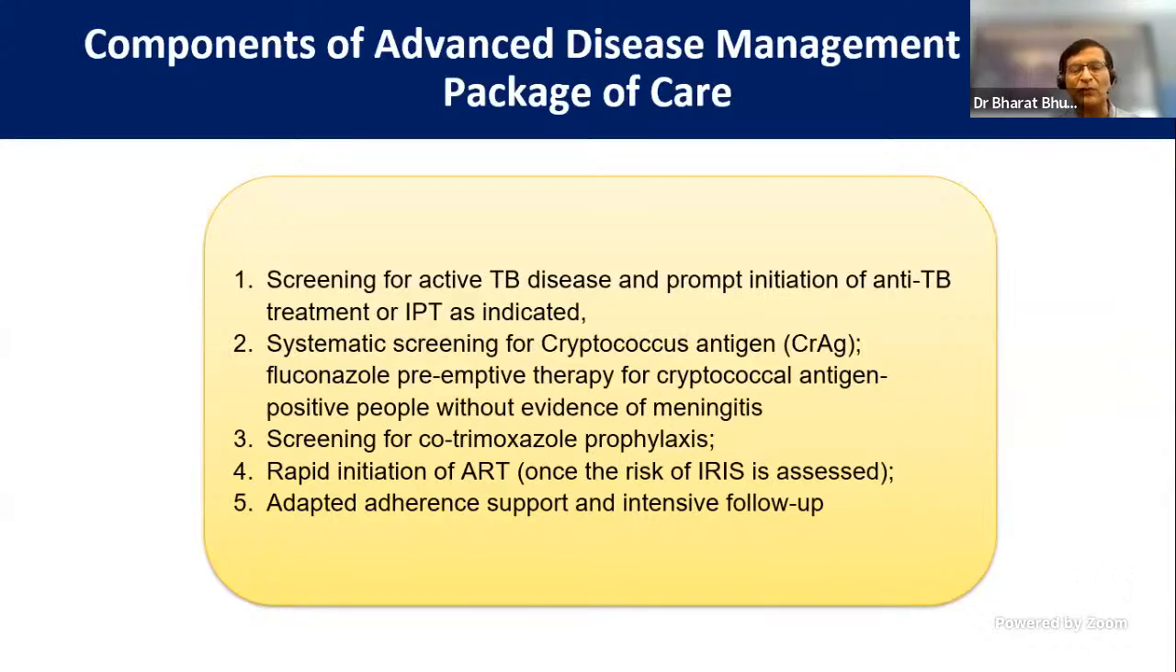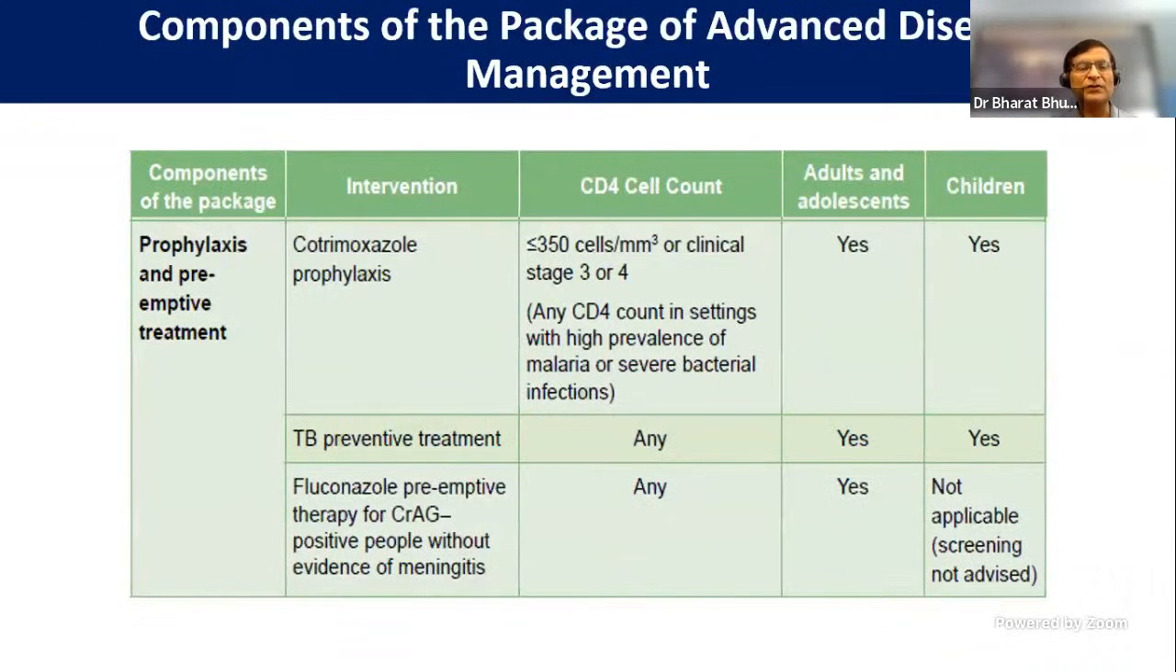Systematic screening for cryptococcal antigen, fluconazole preemptive therapy for those who are positive but do not have evidence of meningitis, cotrimoxazole prophylaxis, rapid initiation of ART, and adapted adherence support and intensive follow-up. So these are a little bit of details about the components. We'll first go to the prophylaxis or preemptive treatment.